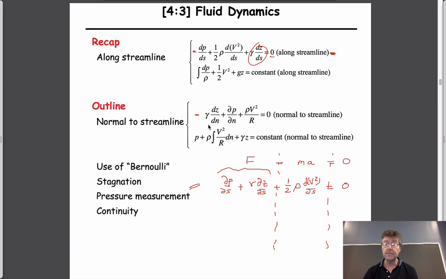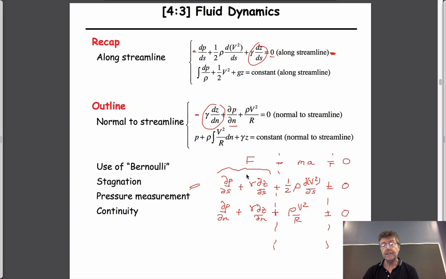If we take the normal to the streamline one, then again, if we write those terms, this is the first term, change in pressure with location normal to the streamline, plus the next term, unit weight times change in location normal to the streamline. And then the convective acceleration term, which is rho v squared upon r, again is equal to 0. This is a plus, not a minus, because of the way it's come out in all of this.